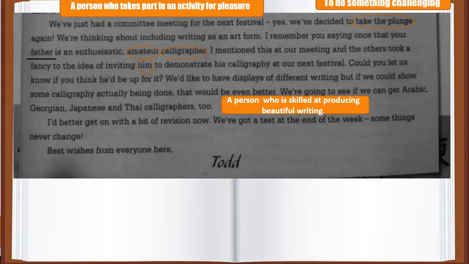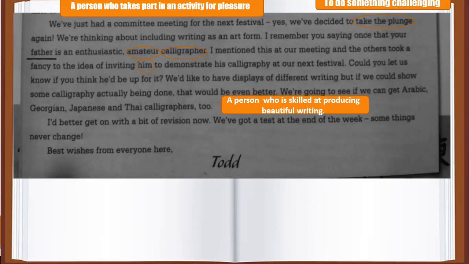Okay, I mentioned this to our meeting. And the others took a fancy to the idea of inviting him. They want to invite Lee's father. So the pronoun him refers to Lee's father. They want to invite him to demonstrate his calligraphy, to show his calligraphy to the audience at our next festival. Could you let us know if you think he'd be up for it? Could you let us know if your father will accept to come or not?